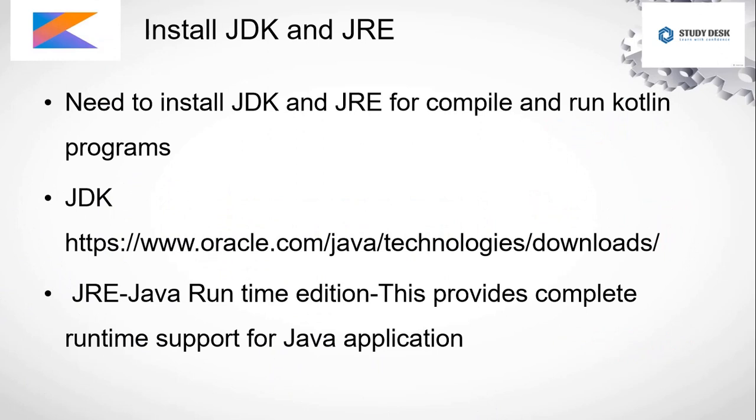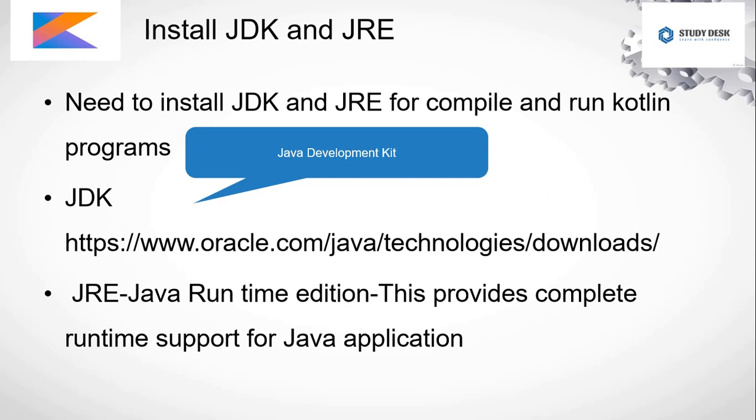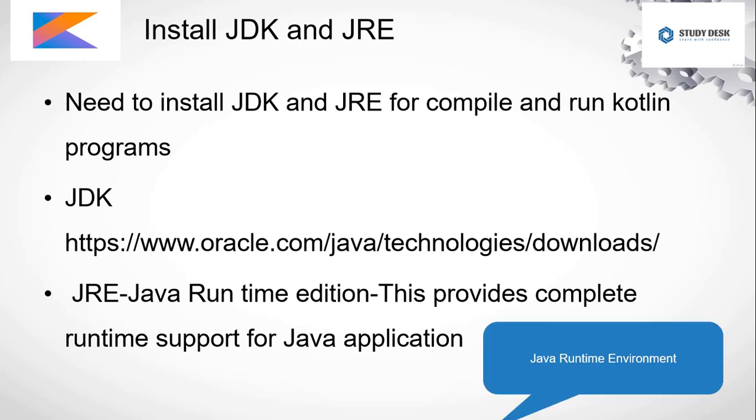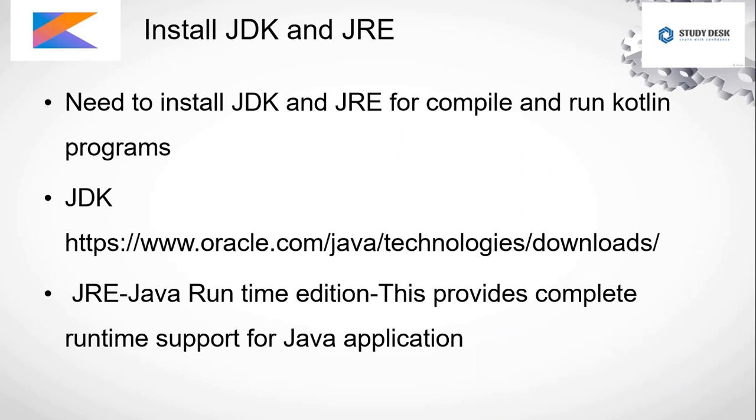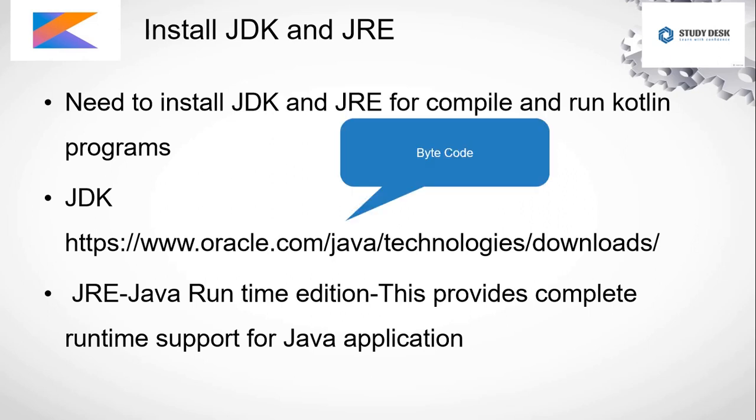You know that Kotlin is interoperable with Java, which means that you can compile and run Kotlin programs using JDK and JRE. JDK stands for Java Development Kit and JRE stands for Java Runtime Environment. So first you need to install JDK. If you write a Kotlin program, then that needs to be compiled using JDK. The compiled output is bytecode.